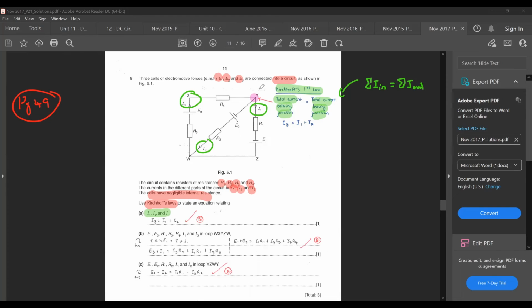So sum of current going into a junction must be the same as current going out of a junction. If you look at Y being your reference junction, I1 is going out of your junction, and so is I2. But I3, as it flows, is going into your junction. So the expression should be I3 equals I1 plus I2. Okay, this is how you can easily see Kirchhoff's first law.